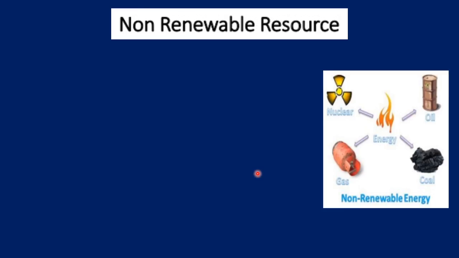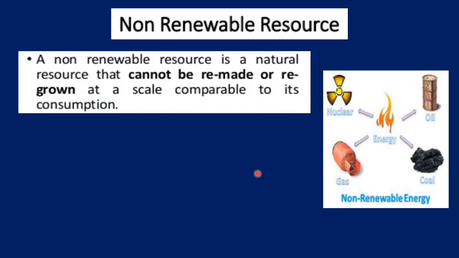The second category is the non-renewable resources. As the name indicates, these are not possible to renew. What are they? A non-renewable resource is a natural resource which cannot be remade or regrown at a scale comparable to its consumption.